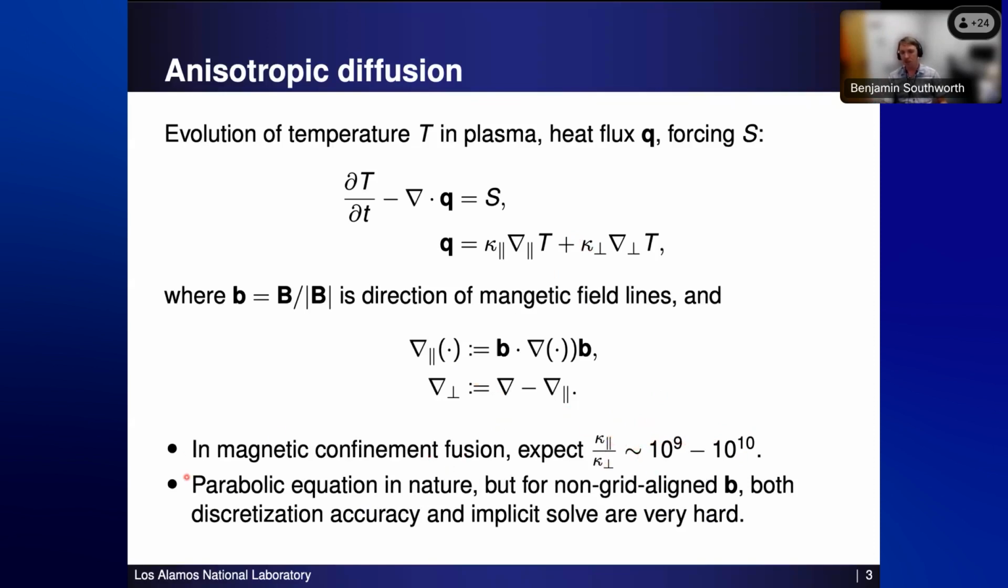And so what's interesting about this problem when it gets this high in anisotropy is that the equation is parabolic in nature. Or if you're steady, it's elliptic. But if you have a non-grid aligned magnetic field, it's really hard from an accuracy and the implicit solve perspective. And that's kind of where this project came from: well, how do we solve this?